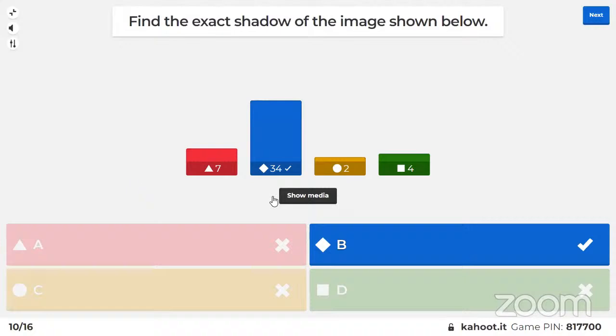All right, an image was given and you have to find the exact shadow. So B is the correct answer.